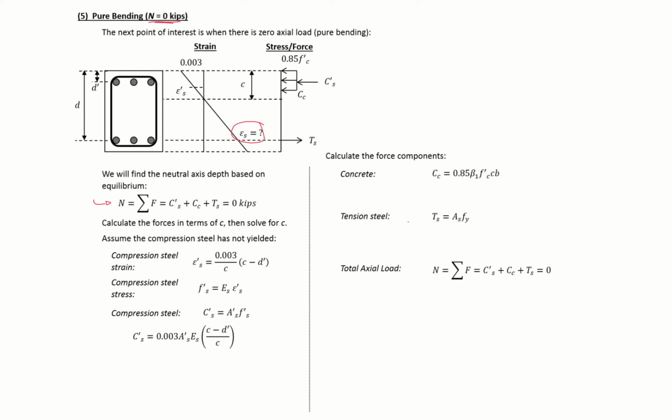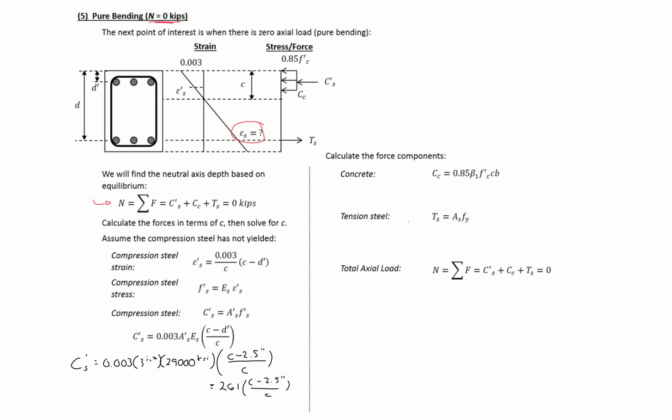So the first thing that we can do is calculate all of our force components in terms of C. And we'll start with our compression steel component, which will be equal to 0.003 times 3 square inches times 29,000 ksi times (C minus 2.5 inches) divided by C, which will give us a component equal to 261 times (C minus 2.5 inches) divided by C.